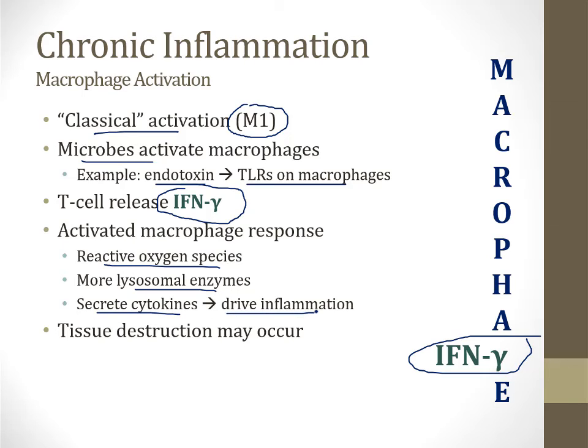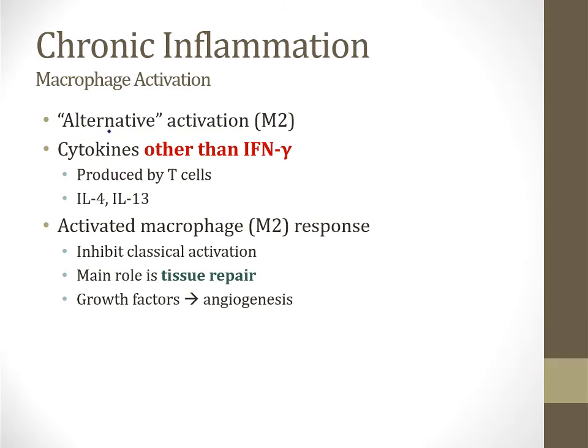And because they are driving inflammation and drawing cells into areas of inflammation and releasing toxic substances to kill microbes, they can destroy tissue, and therefore the M1 macrophages are responsible for much of the tissue destruction that occurs at sites of chronic inflammation. The alternative pathway of macrophage activation leads to so-called M2 macrophages.